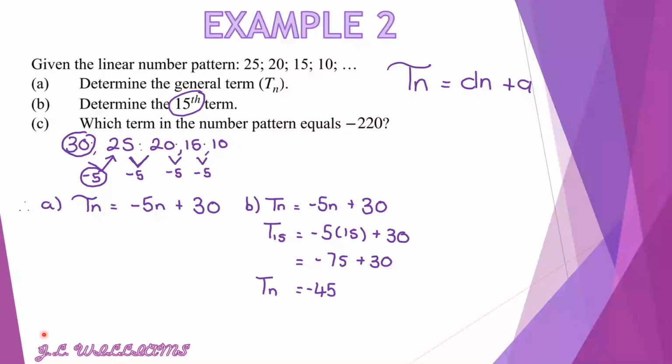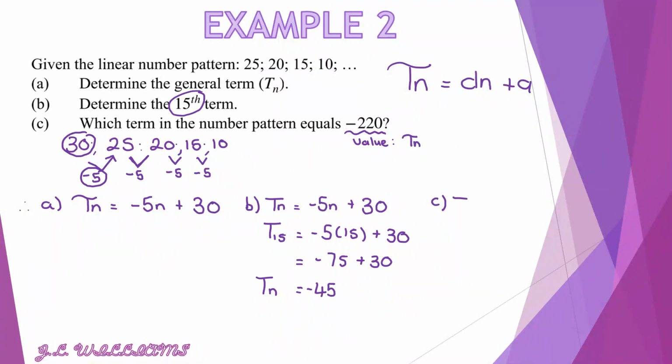The final question is which term in the sequence equals negative 220. So when I talk about which term, we are looking for n. So we need to find the value of n. Alright, so they give us the value of the term and we need to figure out the position. So the unknown here is n. So again we know the value, and the value is referring to Tn.